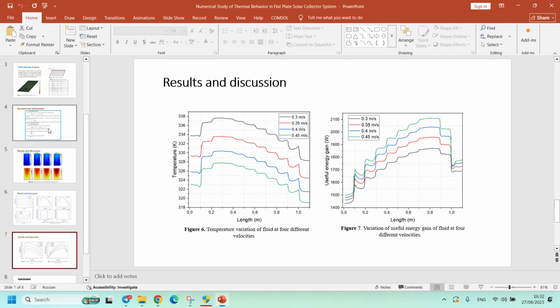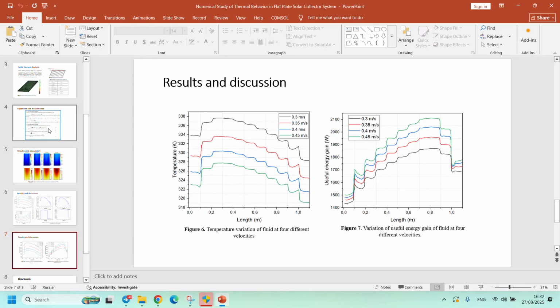And useful energy gain, you can see, is higher with the higher inlet velocity. I mean, at 0.45 meter per second inlet velocity, the useful energy gain is higher. I mean that in that case the water is gathering more heat with time.